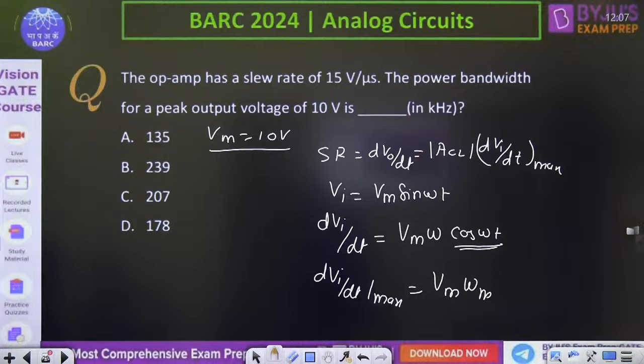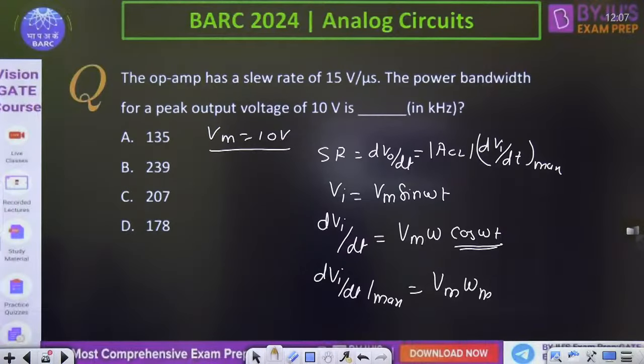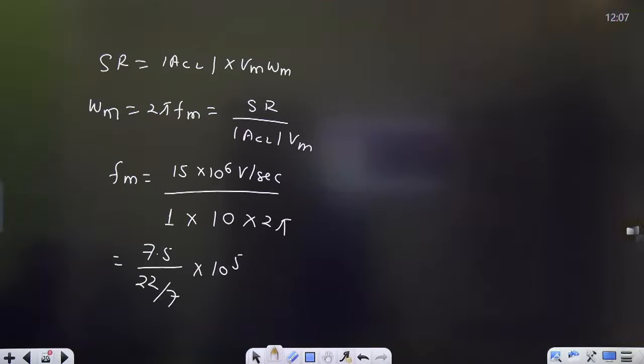आर यू गेटिंग माय पॉइंट? स्लीव रेट इज इंपॉर्टेंट टॉपिक ना, इजिली यू कैन सॉल्व. The op-amp has a slew rate of that, power bandwidth for the peak voltage, and then what is that? That's already I have given you the complete formula. Yes, Vinay. Yeah, again answer 239 kilohertz. That will be in hertz. ये formula है, ये देखिए. That is the formula for fm, bandwidth, maximum frequency of operation.